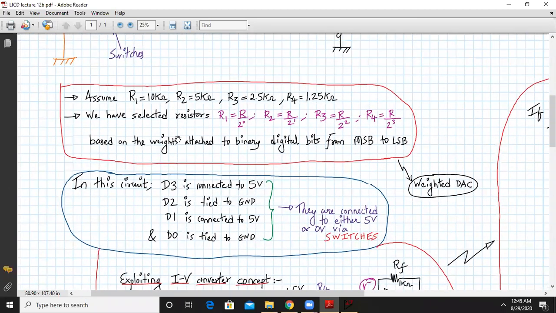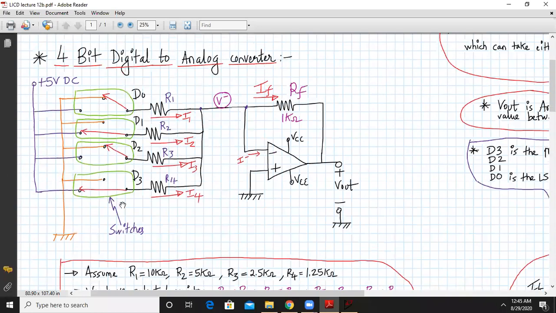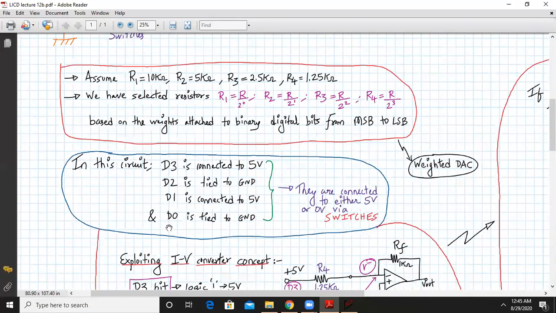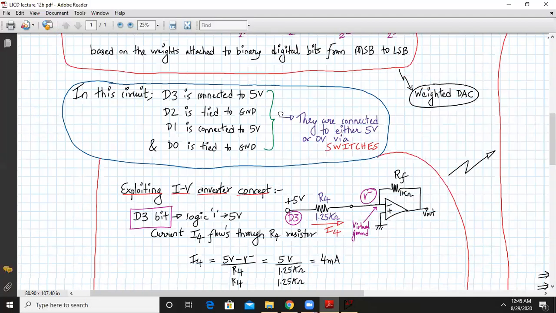Because the weights are attached to the binary digital bits, it is also called a weighted D2A converter. Now in this circuit, D3 is connected to the reference supply, D2 is grounded, D1 is connected to the plus phi DC reference supply and D0 is grounded. So basically we have 1 0 1 1. That means D3 and D1 are plus 5, that is logic 1, and D0 and D2 are logic 0. They are connected to either plus 5 or 0 volts via switches.